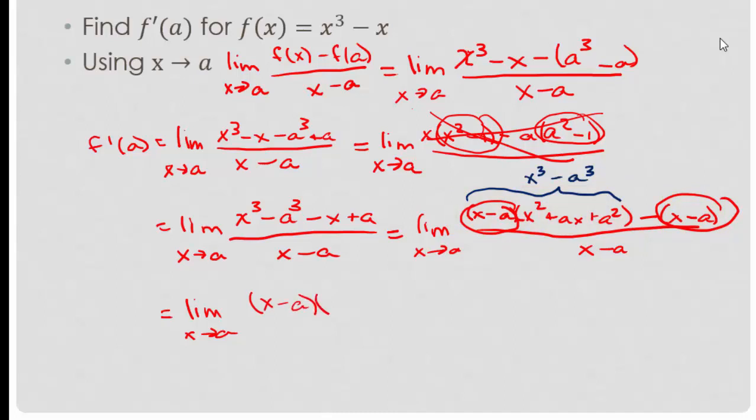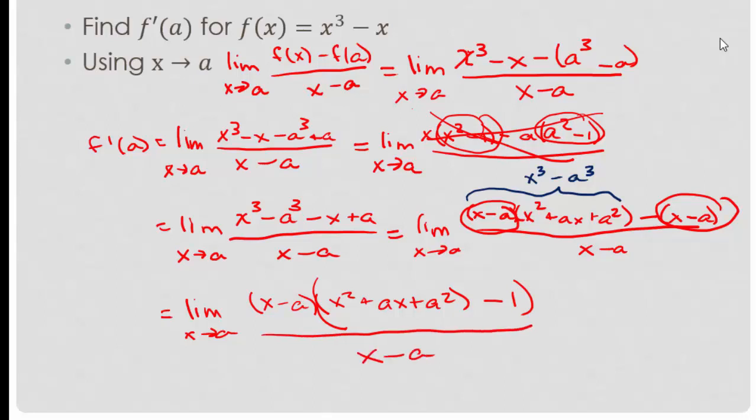What you're left with in the first term is the x squared plus ax plus a squared. And in the second term, what you're left with is minus 1. All over x minus a. So I factored the binomial out of each one of those terms. That's what I needed. Now I can start canceling. So now that I've canceled, we're looking for direct substitution. We want to plug in a everywhere we see x.